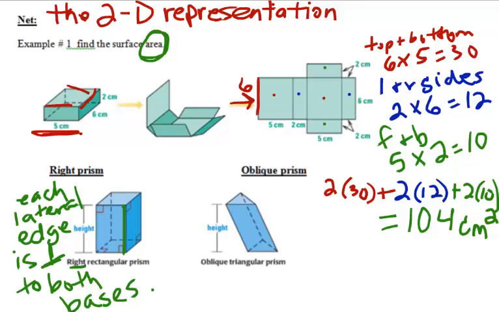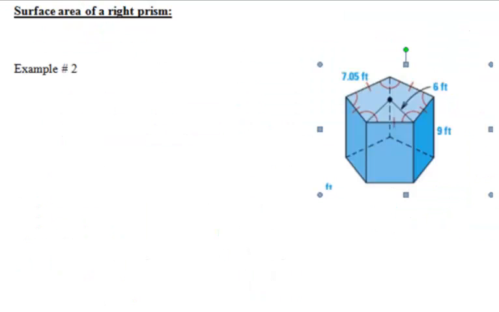And so then an oblique prism has lateral edges, and this is what I was explaining on that first slide, lateral edges that are not perpendicular. So kind of slanted. Okay, so how do we find the surface area of a right prism?